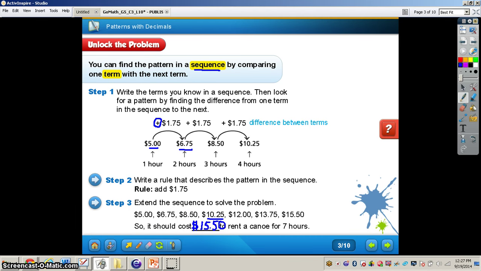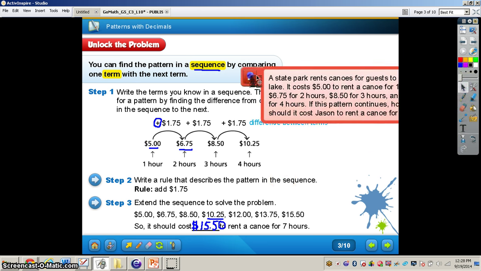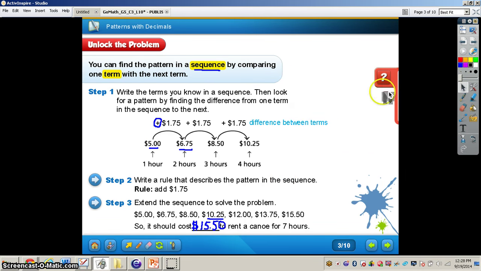Some things you need to remember. Make sure that you just do not go from one term to the next and say, okay, well, that's the pattern. You have to make sure that it's a reoccurring pattern for all of the different terms that you are given. There is a question to think about at the bottom of the page. It is, what observation can you make about the pattern in the sequence that will help you write a rule? I talked about this right at the beginning.